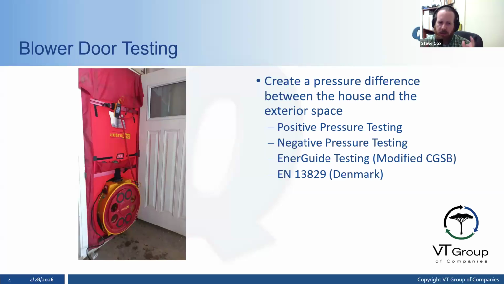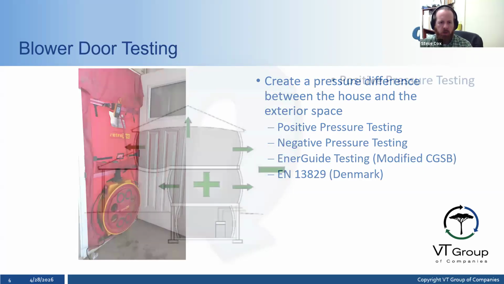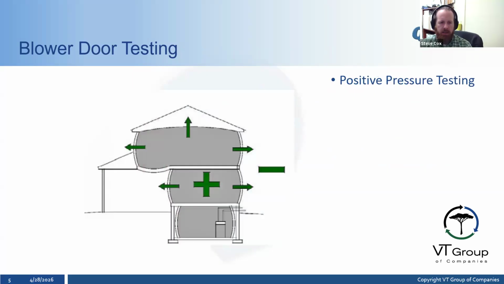So we're going to talk about the differences between some of these tests, just so anyone who's curious knows why we would do a certain test over another. That's what we're going to talk about here. So the first one is a positive pressure test. In this case, if we're running a fan, we're bringing air into the building, right? We're blowing it up. We're pushing the poly and the air barrier outwards.